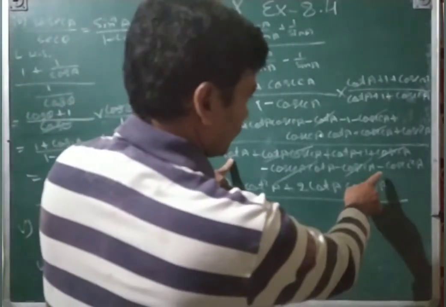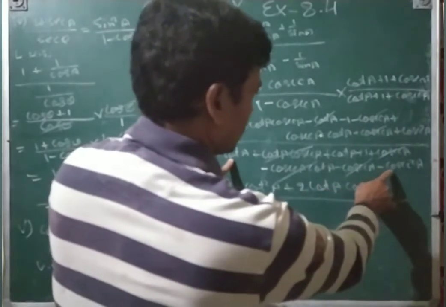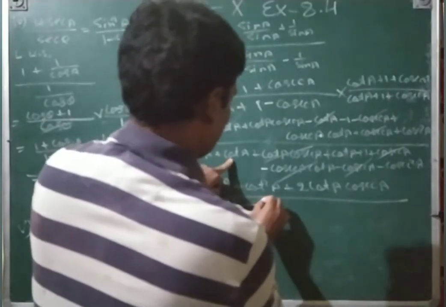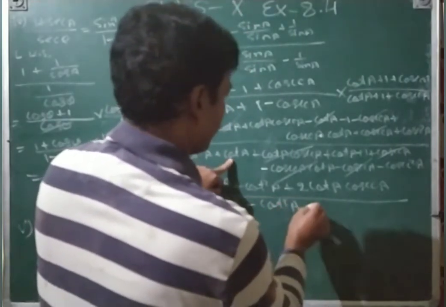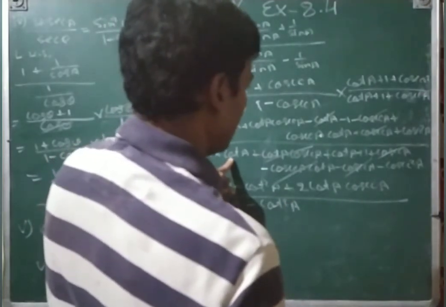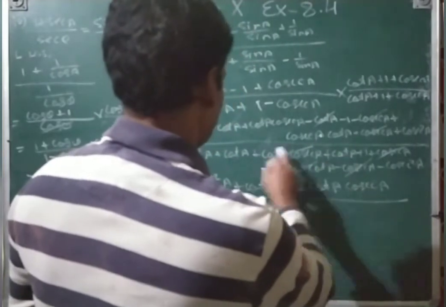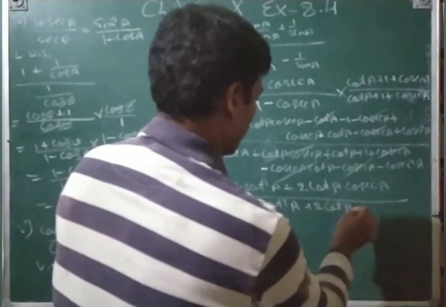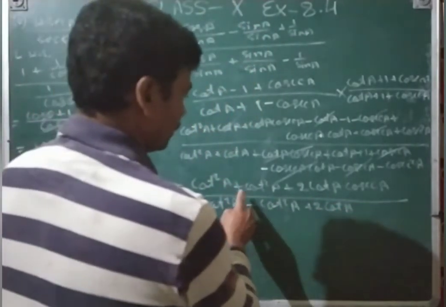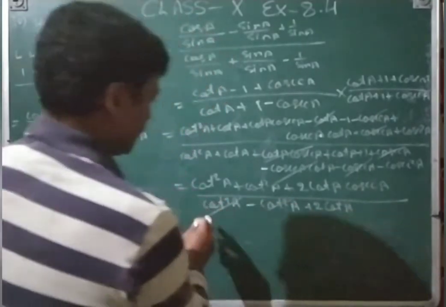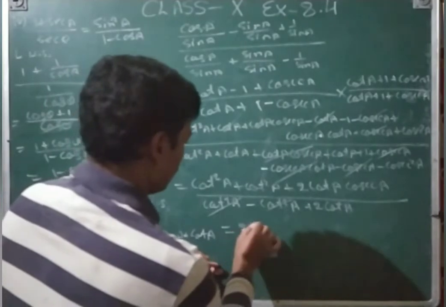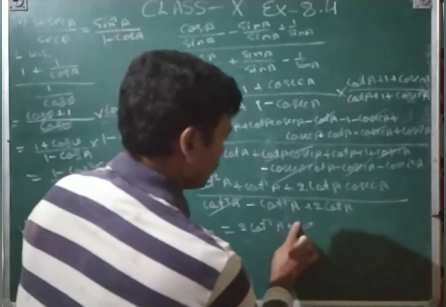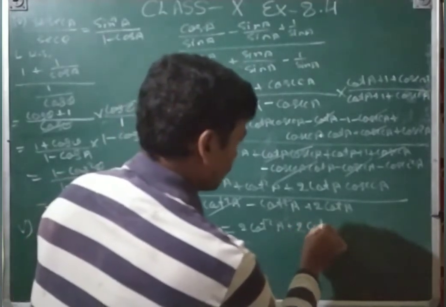So that is 1 minus cosec square A, it means that will be minus cot square A. This is the identity by sine, and then left is cot A and cot A, 2 times is left, so plus 2 cot A. Now this will be 2, this will cancel, this will be 2 times, so 2 cot square A plus 2 cot A cosec A.